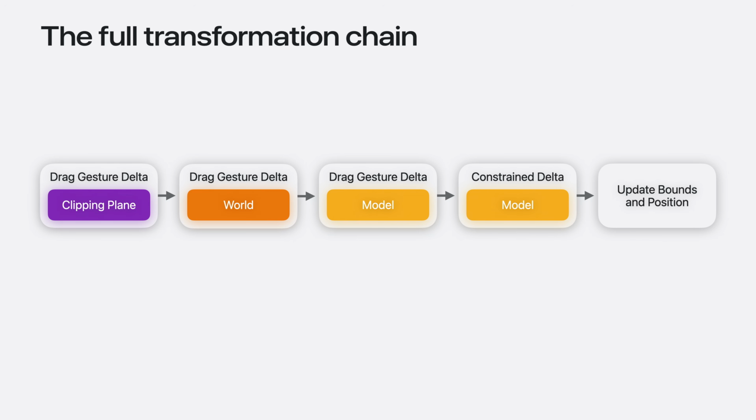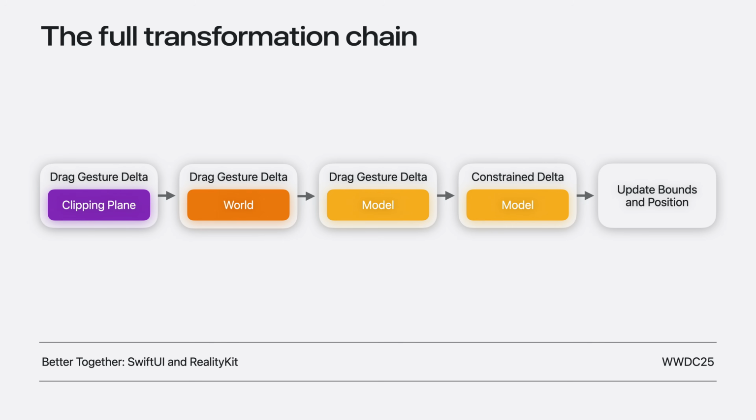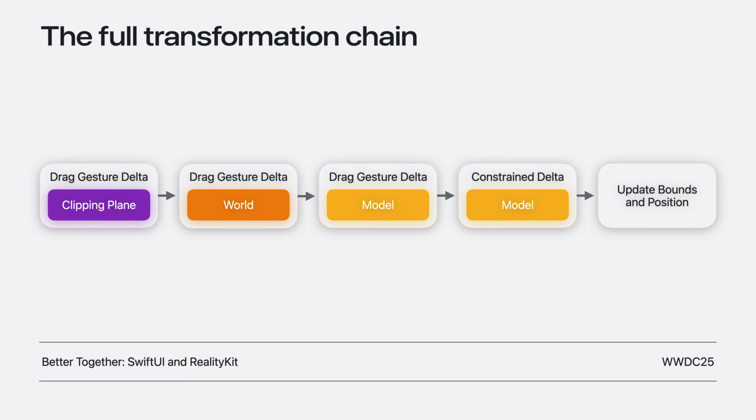To update the plane's location, I'll have to convert this vector to the plane's coordinate frame. We'll look at that in just a second. For more information about the gesture component, check out Better Together: SwiftUI and RealityKit from WWDC26. With the big picture in mind, let's look at each step in detail.